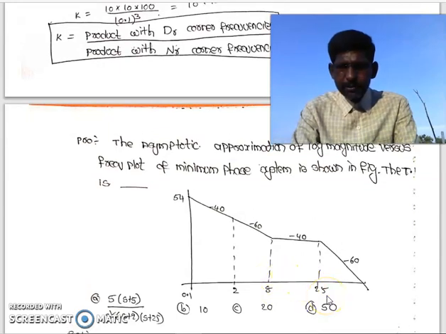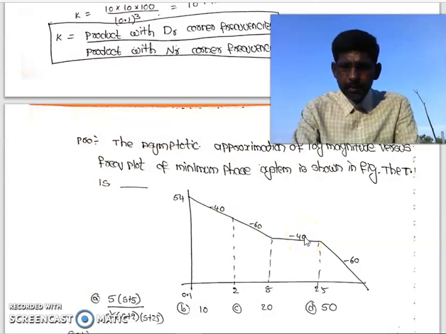Next corner frequency is 25. The initial slope to the corner frequency 25 is minus 40 dB per decade. After 25, it is minus 60 dB per decade. The slope has decreased, from minus 40 to minus 60. So one more pole is present at 25. So s plus 25.